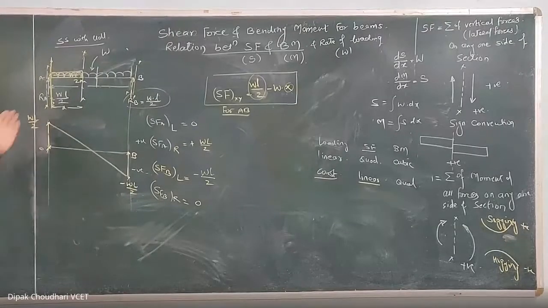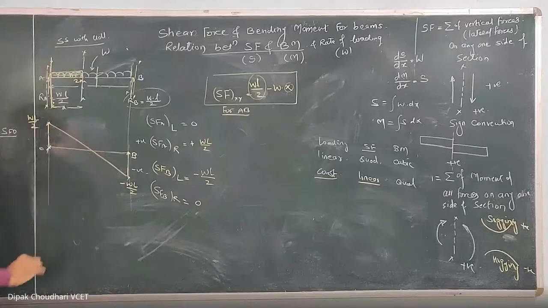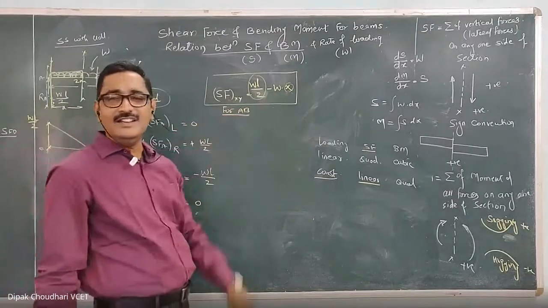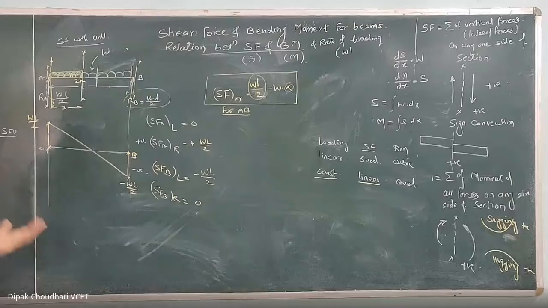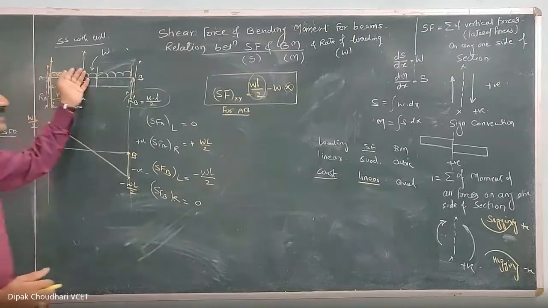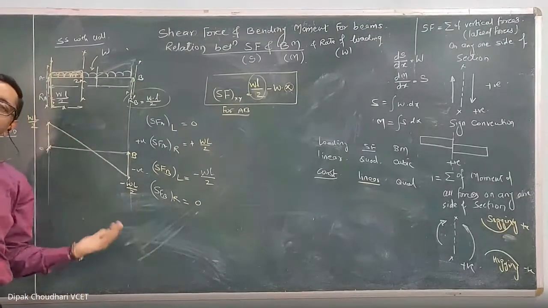Understood this? It is a linear variation. ये parabola नहीं आएगा, क्योंकि parabolic equation नहीं आ रहा है. It is a linear equation. So while solving the sum, ये आपको याद ही रखने का है कि if there is a UDL, the shear force diagram is a linear variation.